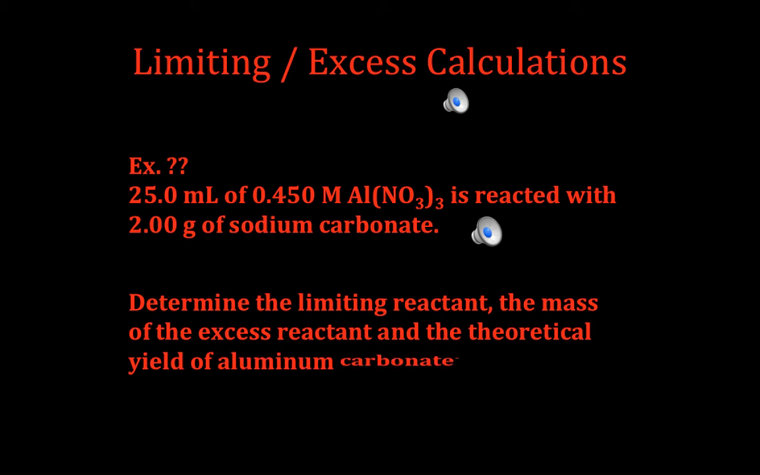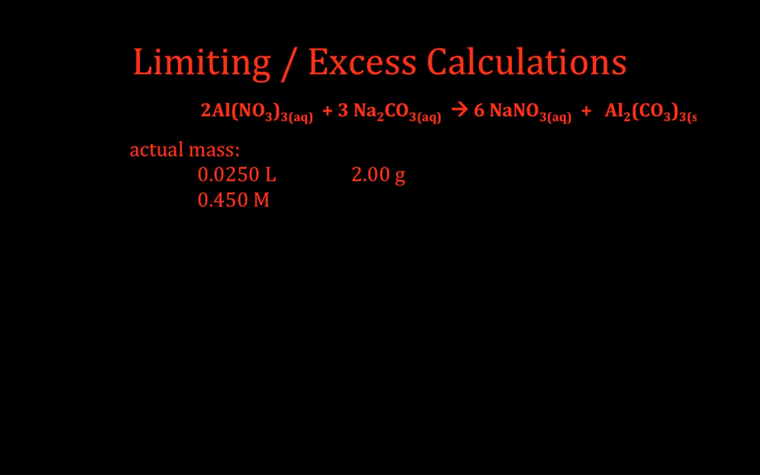Once we've done that, we've got to figure out the limiting reactant. We've got to figure out the excess and how much in excess. And then from the limiting, we're going to get the theoretical yield. So if we are organized, this is no problem.